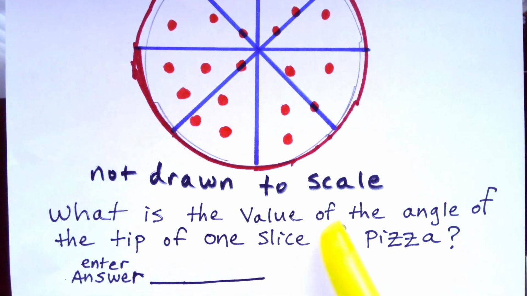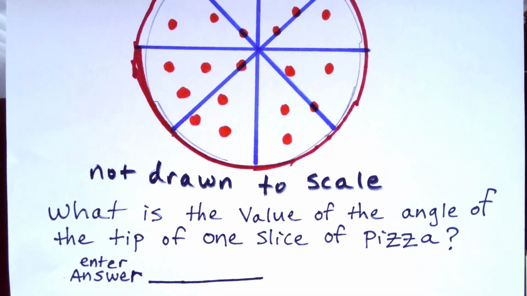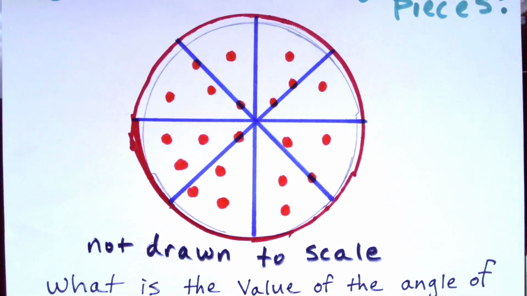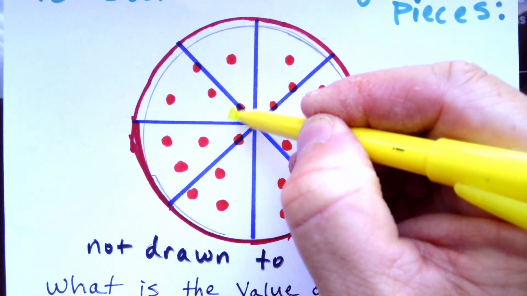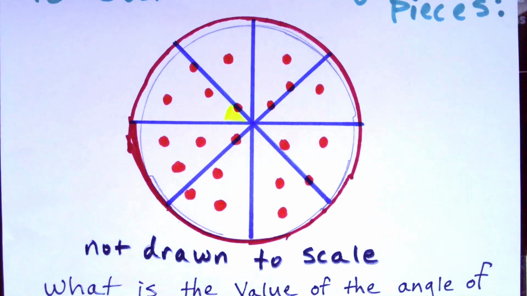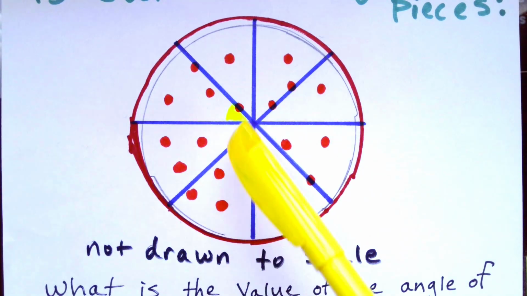What is the value of the angle of the tip of one slice of pizza? Enter your answer here below. So what is it asking you? What is the value of the angle of a tip of one of the slices of pizza? So I like to just show you visually what they're asking. They want to know, what is this angle of one of the pieces of pizza in this pizza pie? What's that value of the angle that you see here?